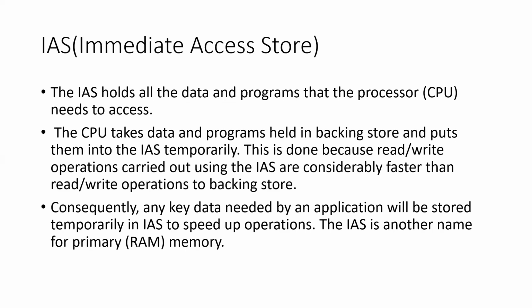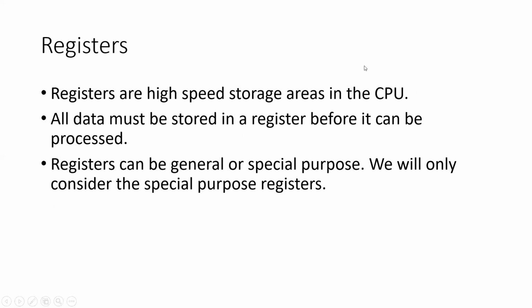And then we have the immediate access store. The immediate access store is for all the data in your program that the CPU needs to access. Parce que si nous stockons dans hard disk, il prend beaucoup de temps, il est lent. This is why read and write operations carried out using the IAS are considerably faster. Rappelez bien, IAS is used to speed up operations. So, disons IAS, c'est ce qu'on appelle le primary memory.